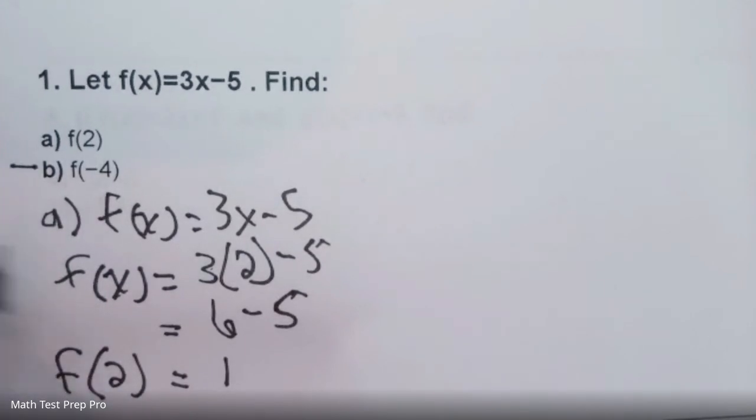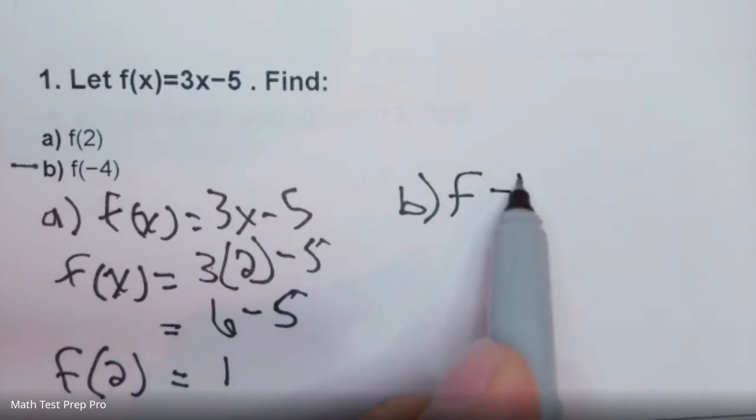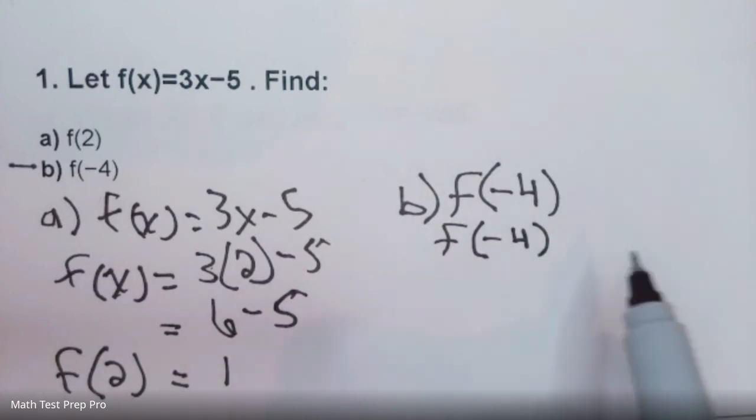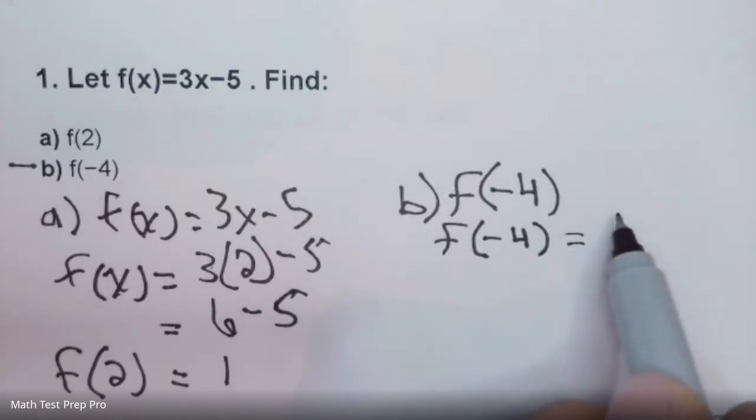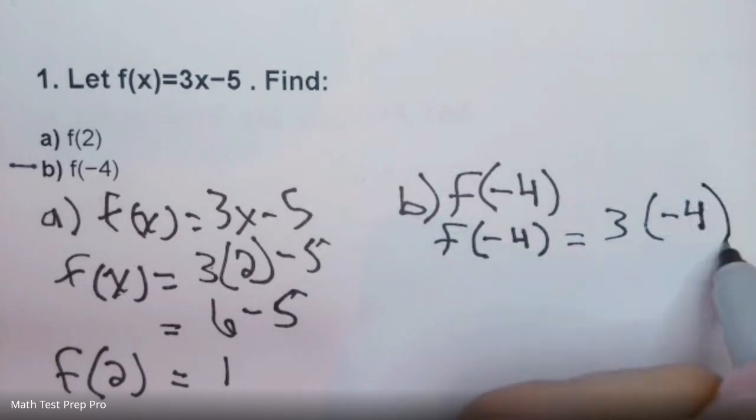Next one here, B. B is f of negative 4. So we're going to do the same thing. We're going to plug it into the function. This time I'm not going to write the x. I'm going to actually write f of negative 4. f of negative 4 equals 3 times negative 4 minus 5.